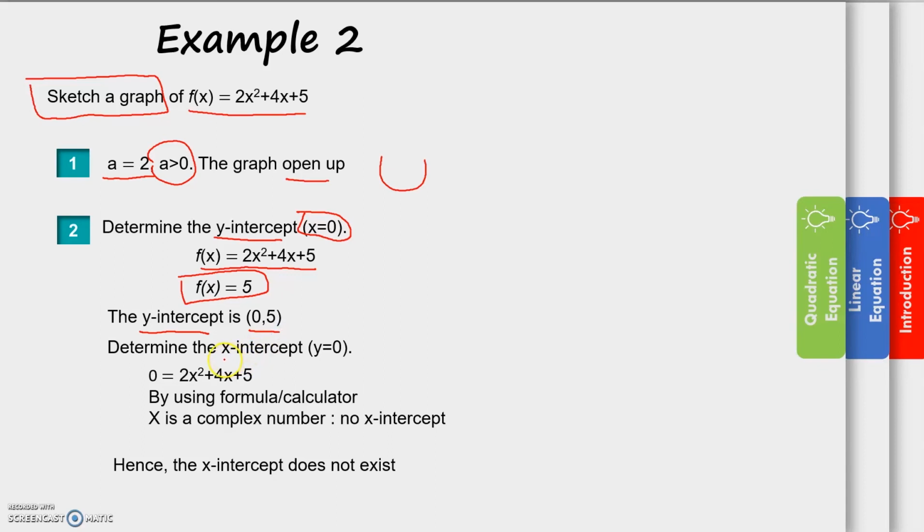Then we need to determine the x-intercept, by setting y equal to 0. When you solve it using the quadratic formula, or you can use your calculator, you can see x is now a complex number. This means that there is no real number. In this case, there is no x-intercept; hence the x-intercept does not exist.